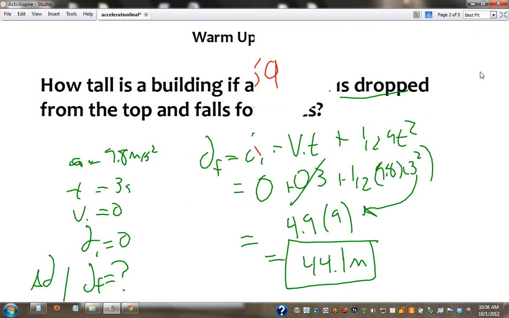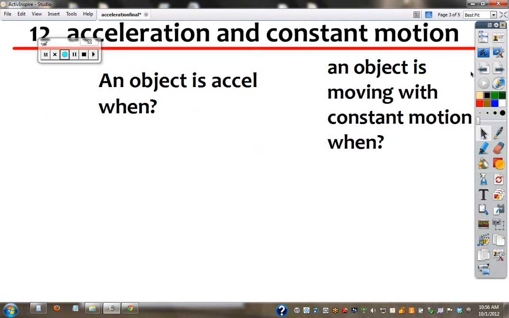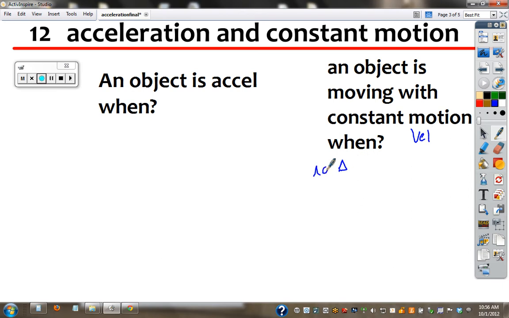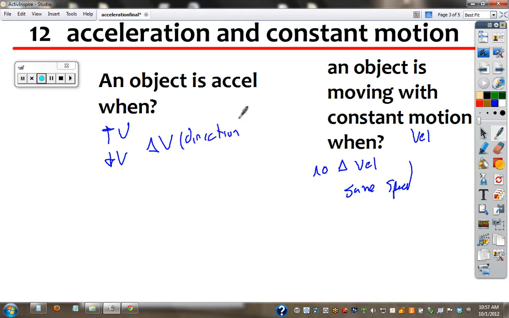Okay, new topic. Skip this for now. This is accelerating and constant motion, and as a review, you need to know by now. An object is moving with constant motion, or constant velocity, when there's no change in velocity. It's going the same speed. An object is accelerating when we could have increasing velocity, we could have decreasing velocity, or in general, velocity is changing.